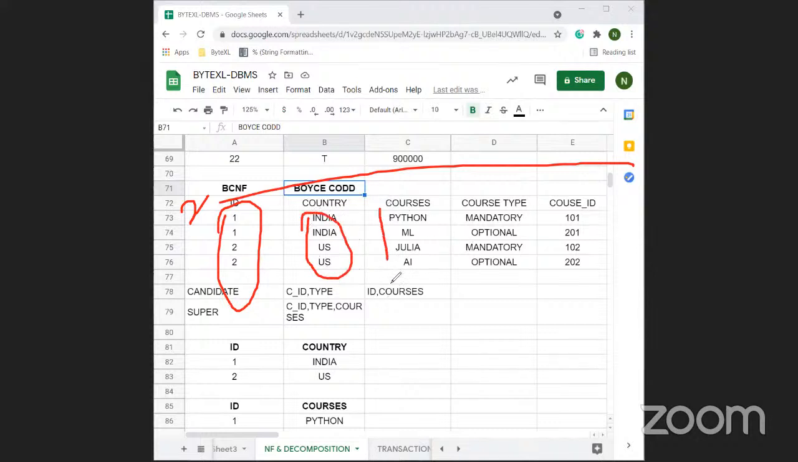Now these are the courses those students are taking. The university made 5 mandatory courses and 10 optional courses. So you have to pick at least 1 mandatory course and 1 optional course. Student number 1 has picked Python as their mandatory course, and student number 2 has picked Julia, as I told you, an upcoming programming language, as their mandatory course. And student number 1 has picked machine learning, student number 2 has picked artificial intelligence as their optional courses.